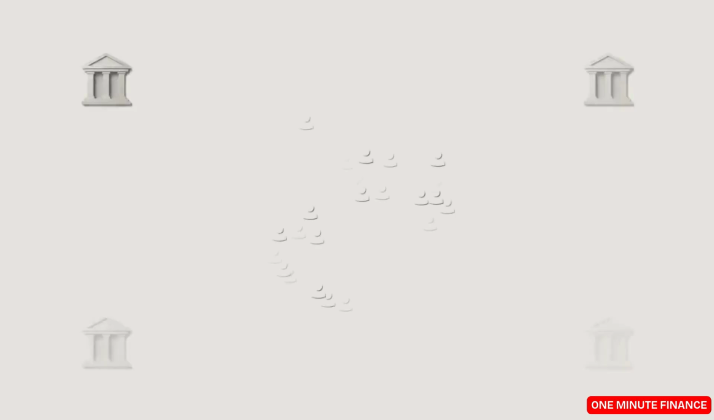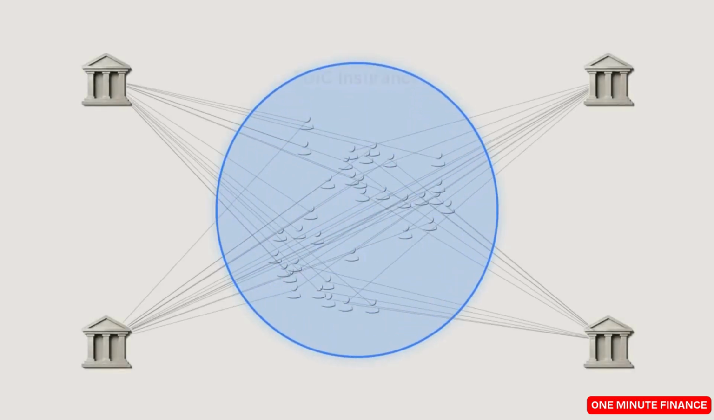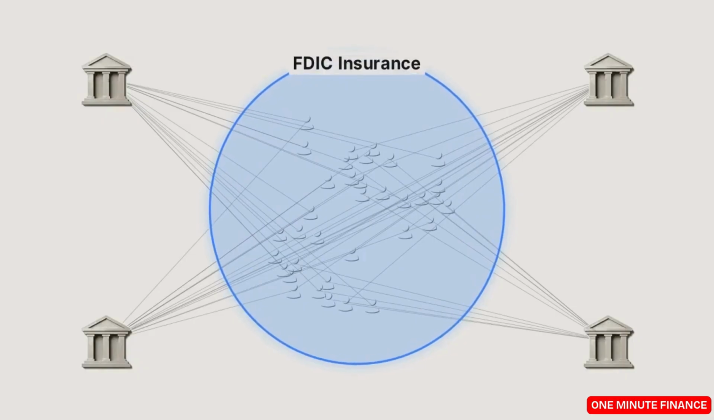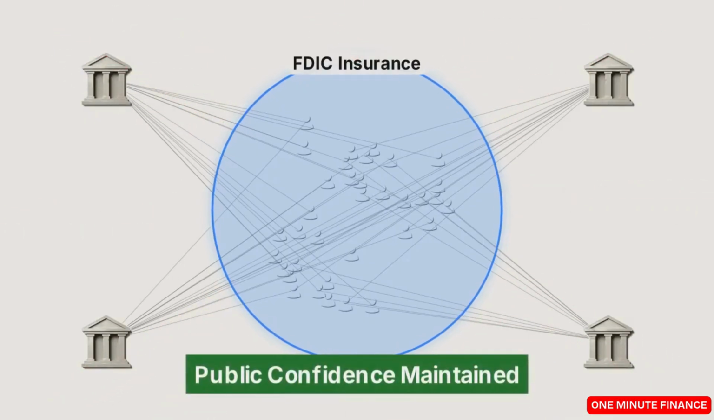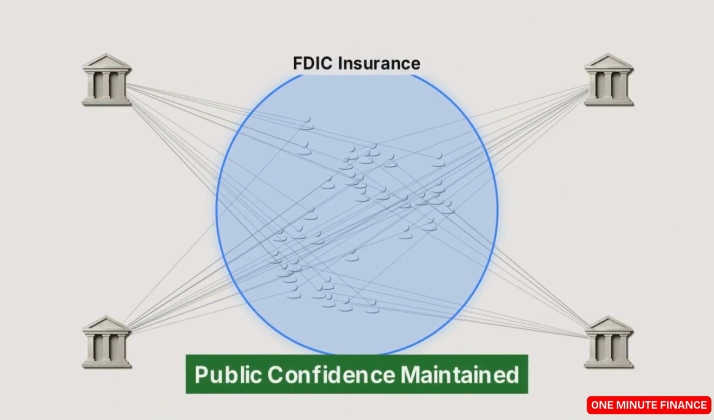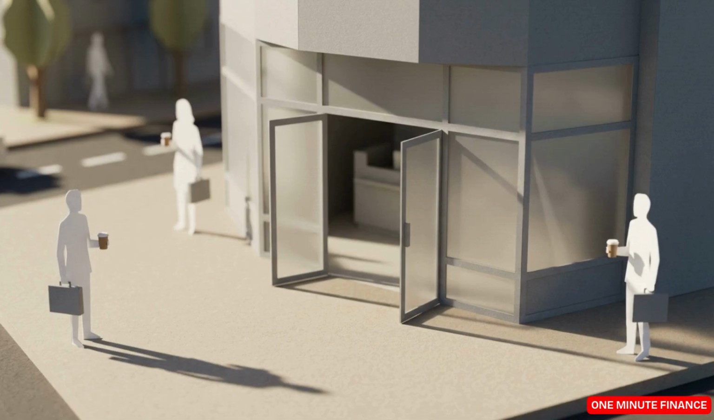This diagram shows the first systemic circuit breaker, state-backed deposit insurance, like that provided by the FDIC. The FDIC, or Federal Deposit Insurance Corporation, is a government agency that provides insurance to depositors to maintain public confidence in the financial system. By guaranteeing deposits up to a specific limit, regulators remove the rational incentive for retail customers to join a bank run.